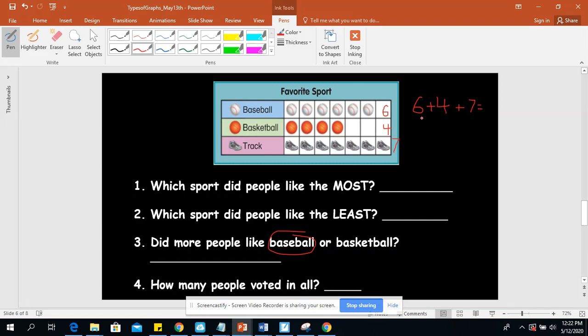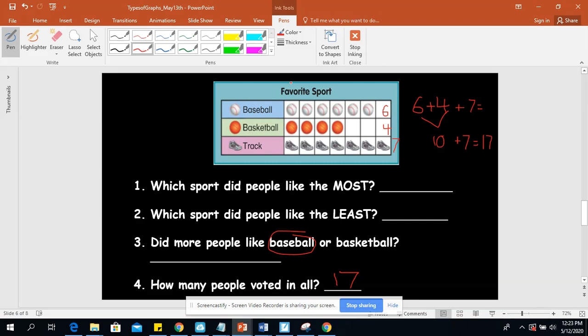So I know 6 plus 4 is 10. And 10 plus 7 is 17. So 17 people voted in all. A total of 17 people told us their favorite sport. And we can double check our answer by counting the pictures. 1, 2, 3, 4, 5, 6, 7, 8, 9, 10, 11, 12, 13, 14, 15, 16, 17. So 17 people in all voted on their favorite sport.